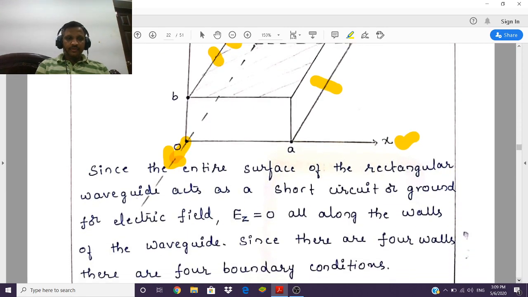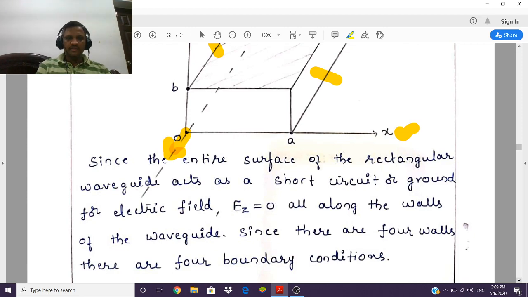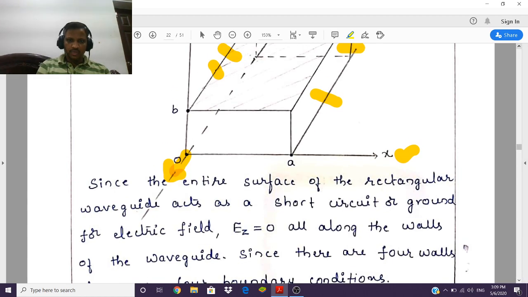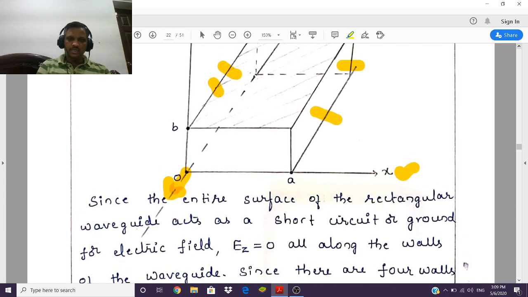Now since the entire surface of a rectangular waveguide acts like a short circuit or ground for the electric field, Ez is equal to 0 all along the walls of the waveguide. This is a condition that we have to take while applying these four walls to the expression for Ez. Why is this Ez 0? Because this rectangular waveguide is kept in the direction of Z.